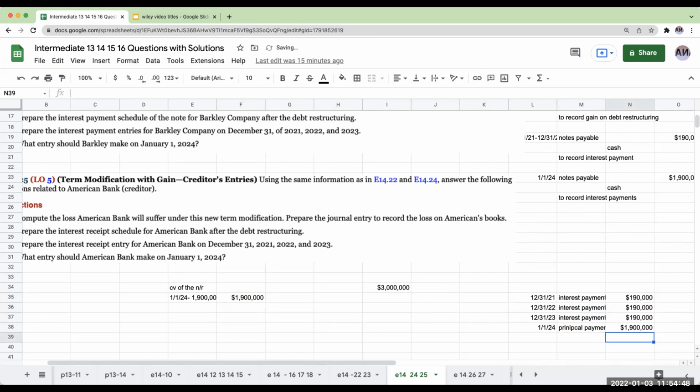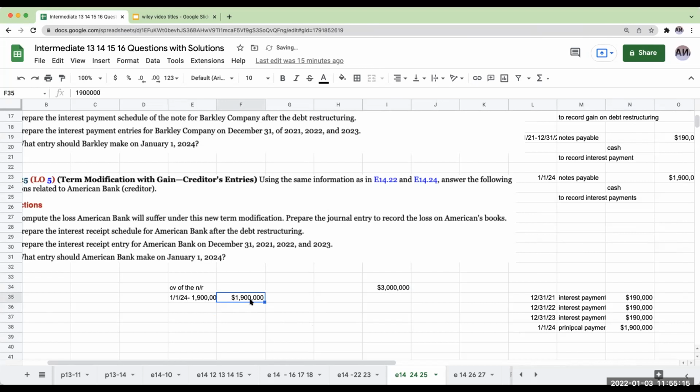Now, $1 today is not the same as $1 tomorrow. So we have to discount these future dollars back into today's dollars, find out what this note is worth, and then figure out what our loss is going to be. When we're looking at the carrying value of the note receivable, it's 3 million. But what is the present value of my future cash flow payments?